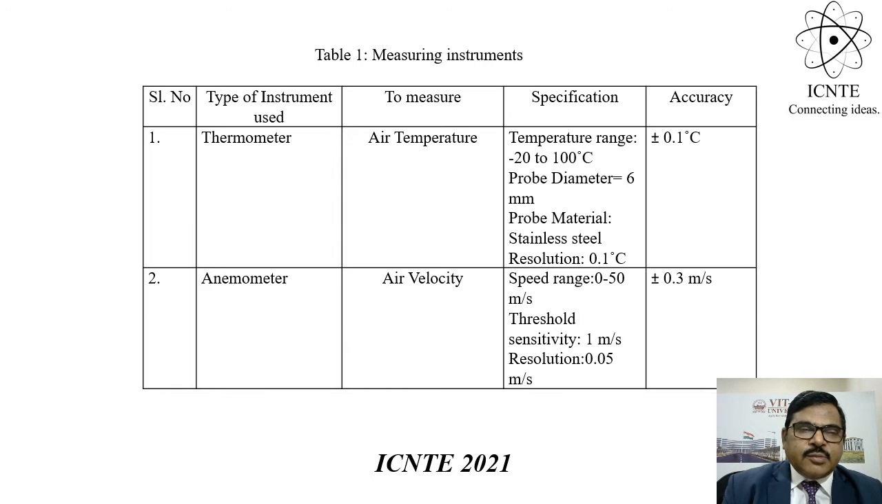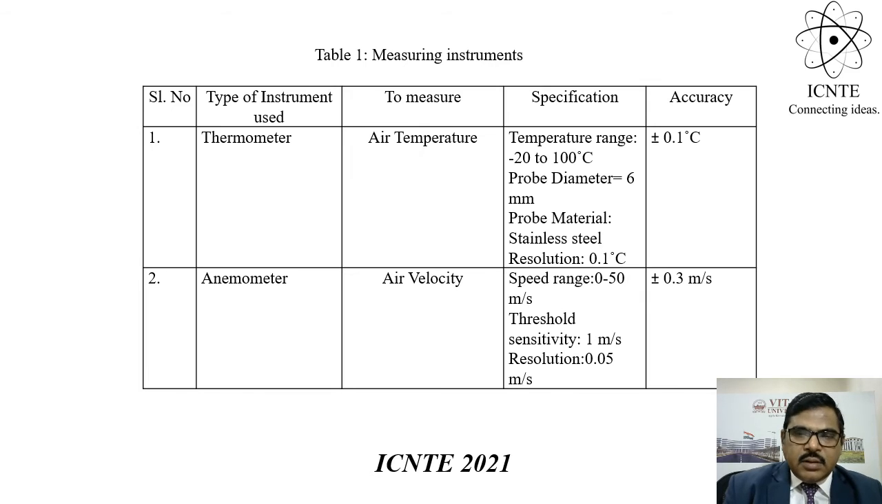The measuring instruments are a thermometer to measure the air temperature. The air temperature range is -20 to 100 degrees Celsius. This is the range of the thermometer. And these are thermocouples, which are used for measuring the temperature.